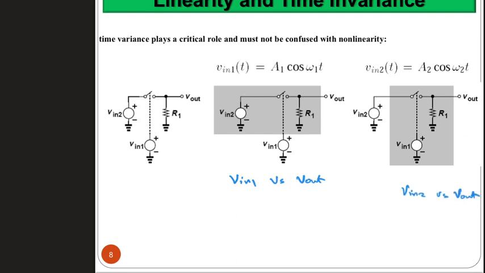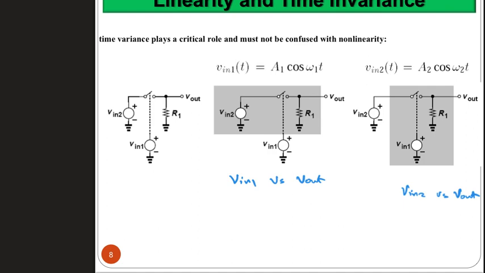Can you check? I don't want you to check mathematically. You can do a mathematical check, but that's going to take a longer time. Can you check it logically? Let's start with the first system. Is it linear or not? Is it time varying or not? Then let's go to the second system and see, is it linear or not? Is it time varying or not?